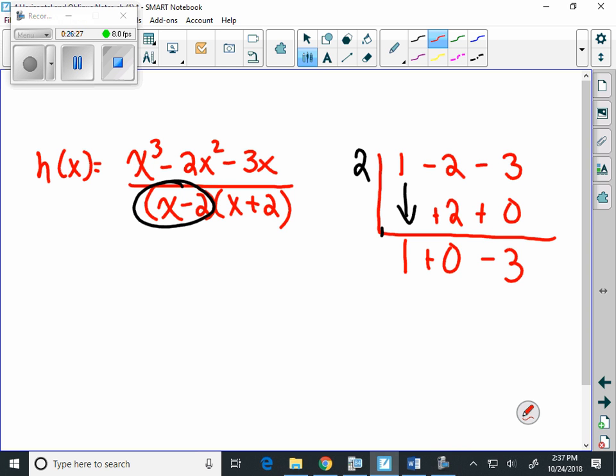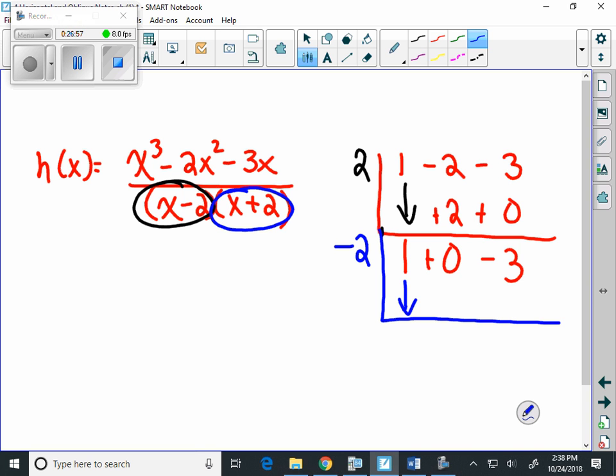So we divided by the x minus 2, and now what's going to happen is we're going to do that division again with our other factor. Because synthetic division only works when you divide in the format of x minus something or x plus something. You can't have x squared. So this time, looking at the x plus 2, we're going to divide by negative 2, because I changed the sign on the plus 2.